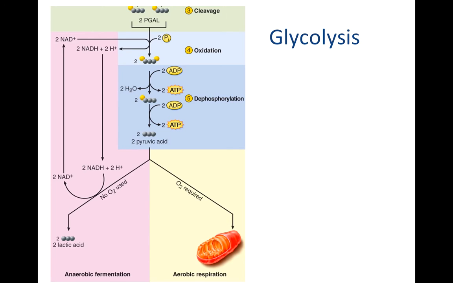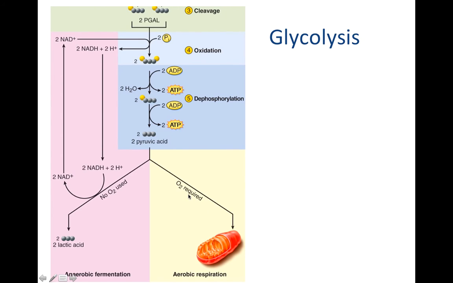If there is oxygen present, then pyruvic acid will head down this pathway. We're going to head toward the mitochondria. So far, all of these reactions in glycolysis have taken place in the cytosol. But if there is oxygen present, these 2 pyruvic acids are going to be headed toward the mitochondria. And we'll talk about the citric acid cycle in a few minutes.